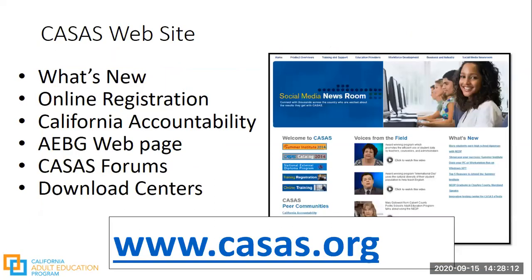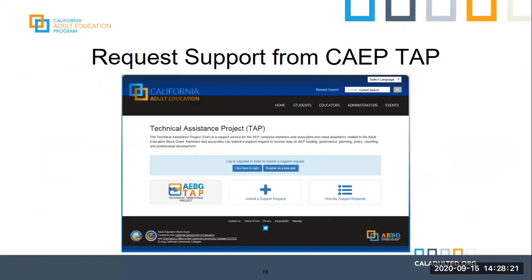Here's that part with DL Civics, transitions, co-enrollment, and so on. Okay, CAEP's website, lots of great stuff there. My guess is a lot of you have been there before. Here's that TAP, Technical Assistance Request.